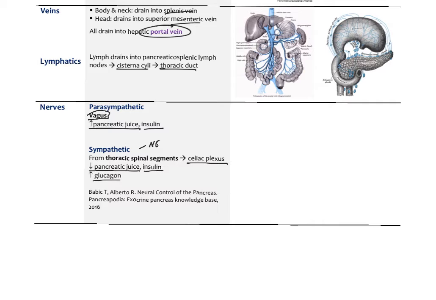And so when you have hypoglycemia, the sympathetics will fire, and one of the effects is to increase glucagon from the pancreas, and that will increase your blood sugar through all the different things that glucagon does. So this is interesting that we're realizing that the pancreas is very importantly controlled by the autonomics.